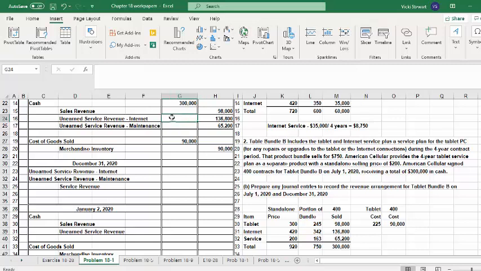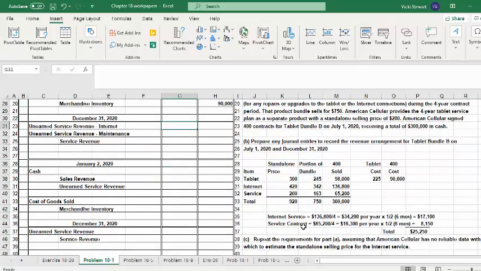Again, the internet and maintenance contracts, none of that revenue has been earned in the beginning, so both of these would be recorded as unearned revenue. At the end of December 2020, we would need to record the internet service and service contract revenue that has been earned. For each of these, they have only been outstanding for half of the year.